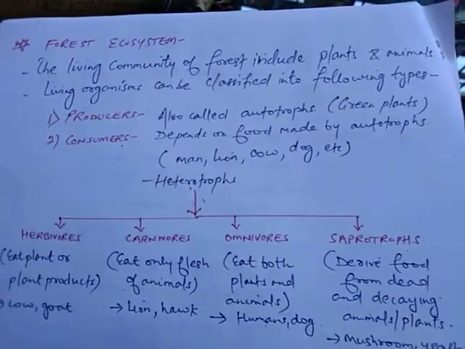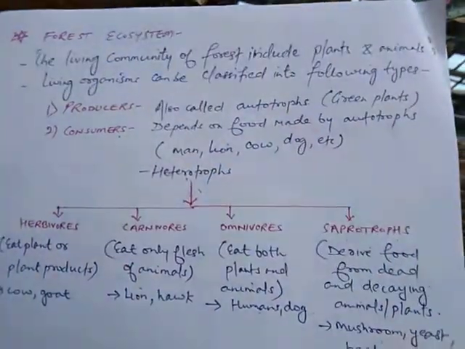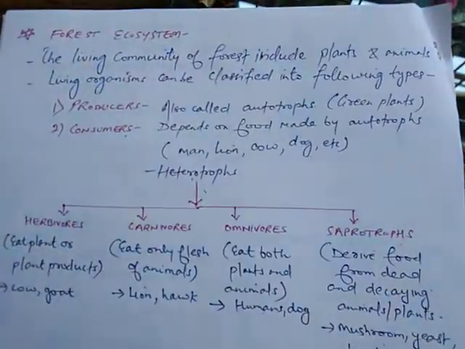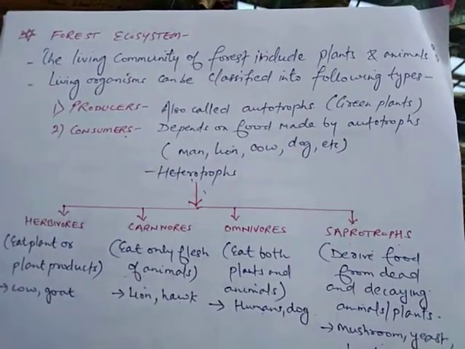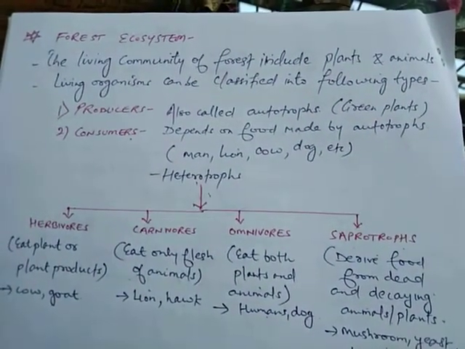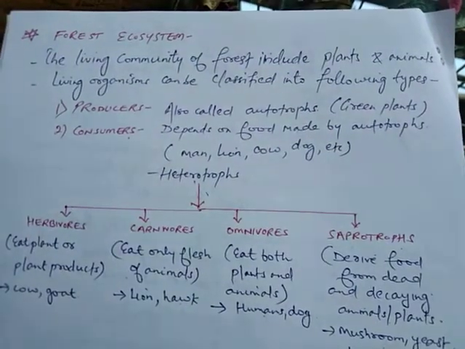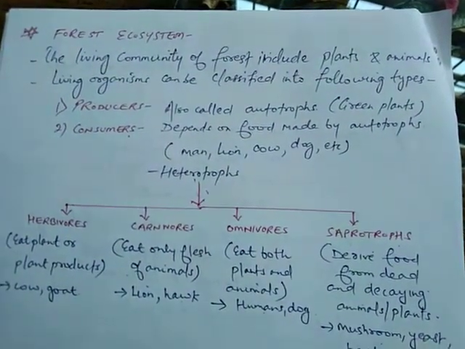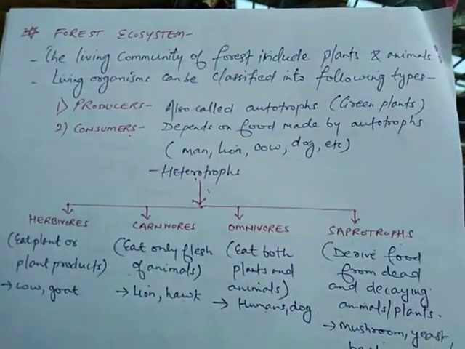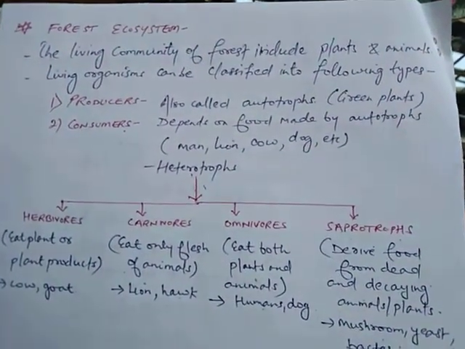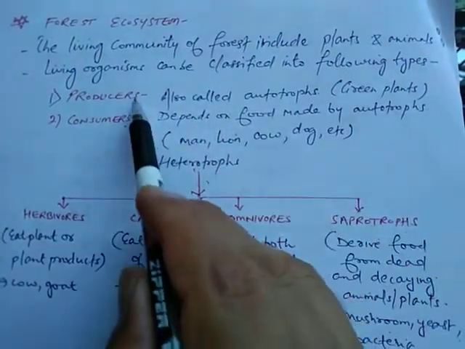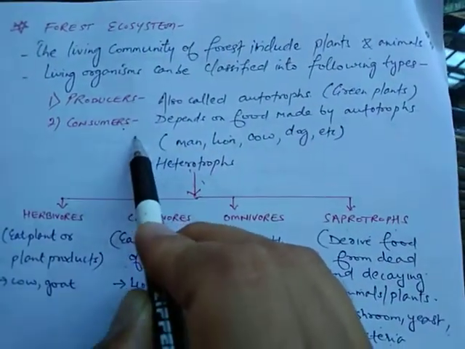Now students, we will move to our last part of revision, and the last topic is forest ecosystem. So you all know what a forest is. Forest is a place where you can find different animals, different plants, different varieties of flora and fauna. Now living organisms are classified into two types. One is producer and the other is consumer.